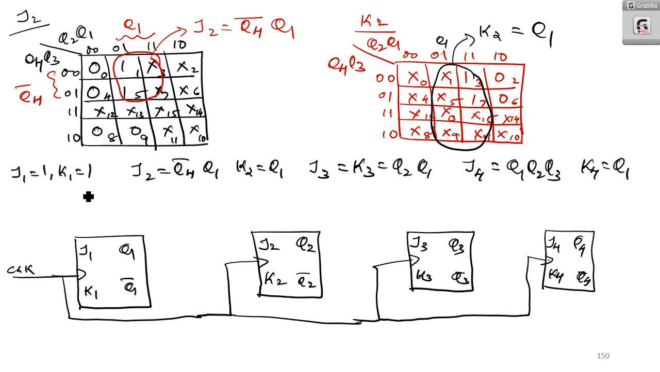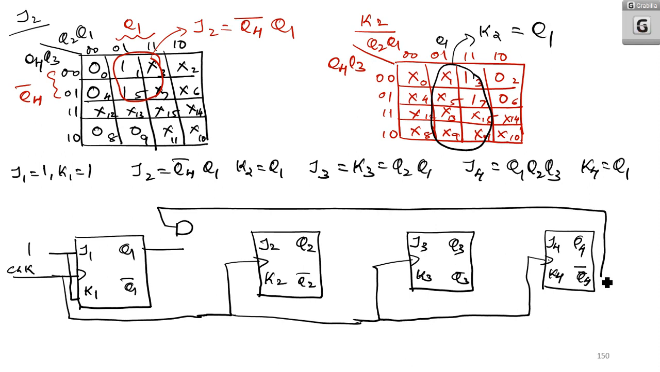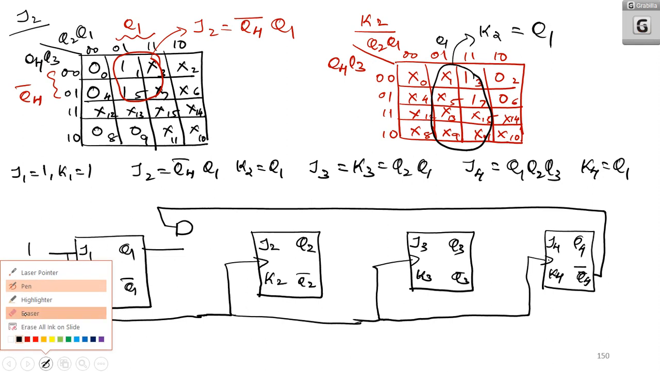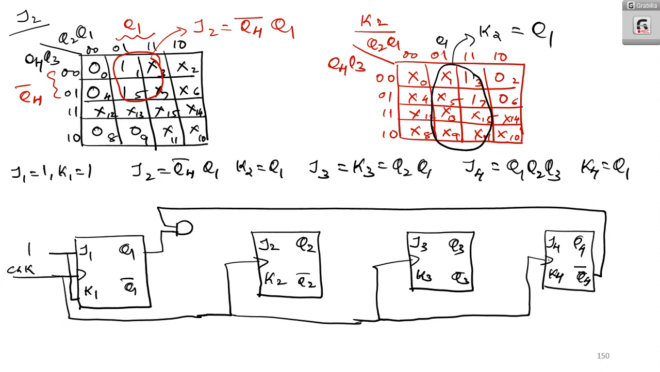Now we can draw J1 and K1. J1 and K1 both are equal to 1, so we give both as 1. Now what is J2? J2 is Q4 bar Q1. So Q1 is here, you can put an AND gate here with Q4 bar and Q1. So there is an AND gate that goes into J2. What is K2? K2 is equal to Q1, so you can draw it directly.